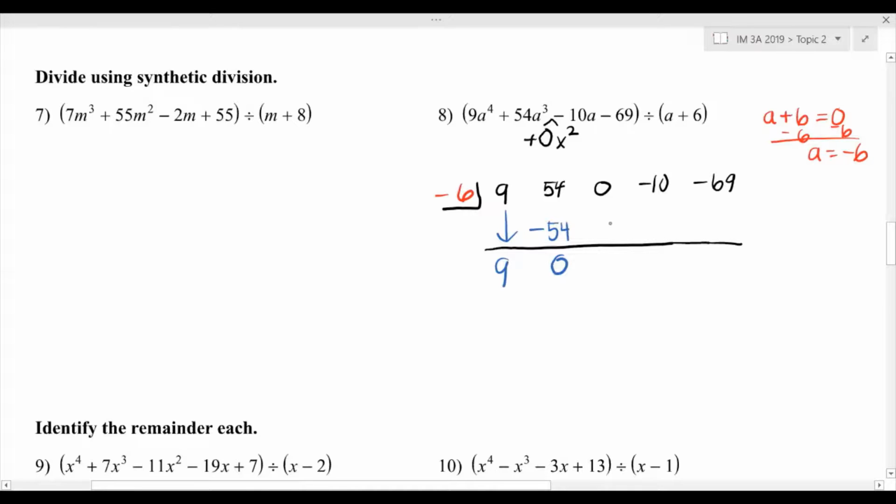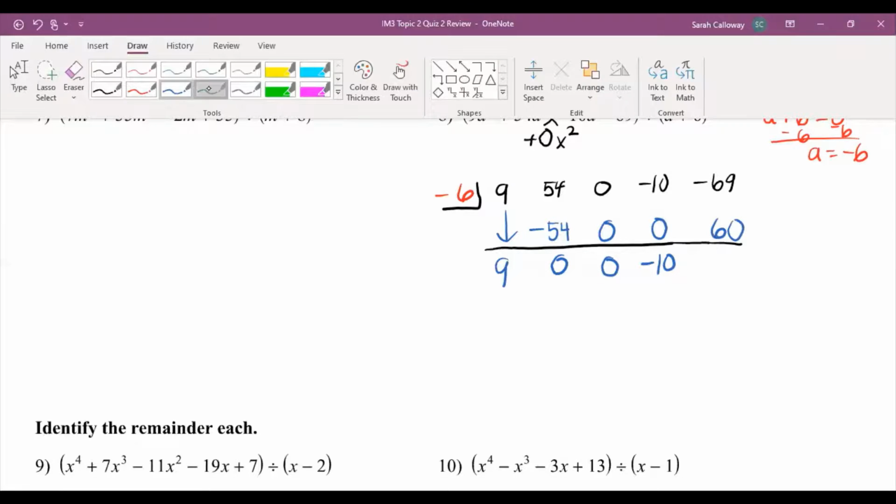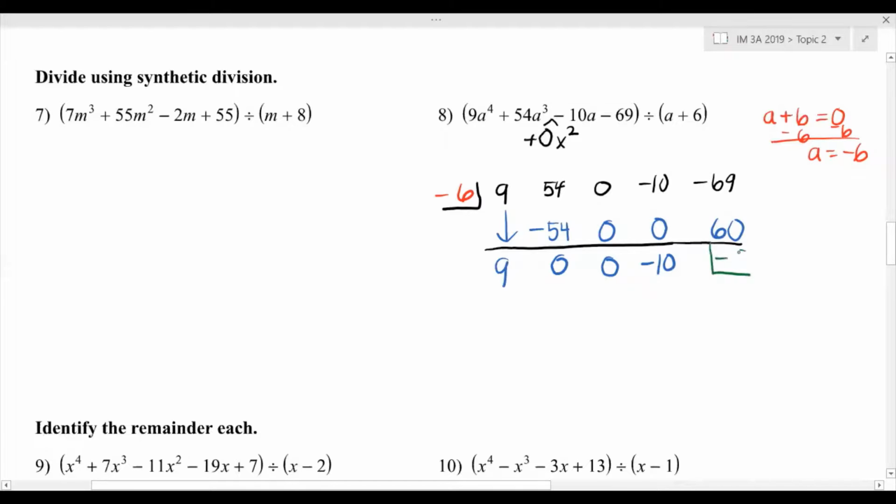Then when I multiply by negative 6, we're still going to have 0. When we add to 0, we still have 0. Multiply times negative 6, and we got 0. And so then now we're finally going to get a value. So that gives us negative 10 times negative 6 is 60, which means that we have a remainder of negative 9. Okay, so just a reminder, we multiply the bottom number by the negative 6 to place it underneath the next term. We add vertically and then repeat the process.